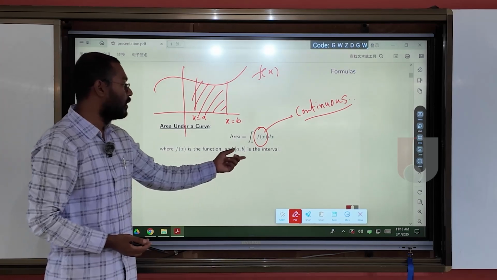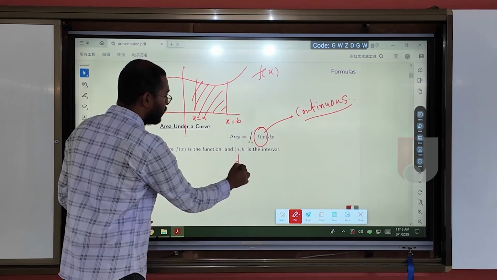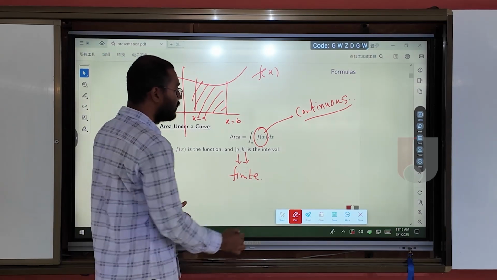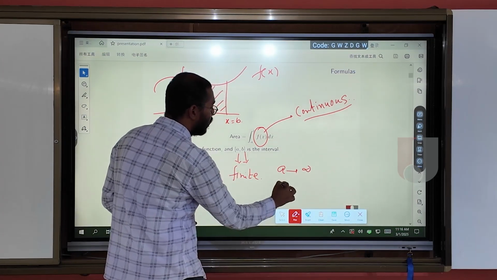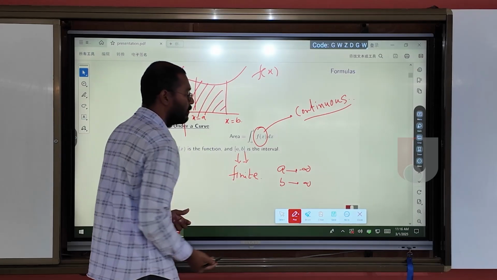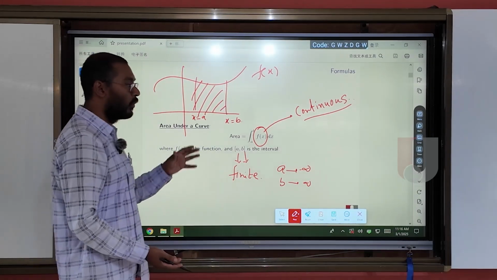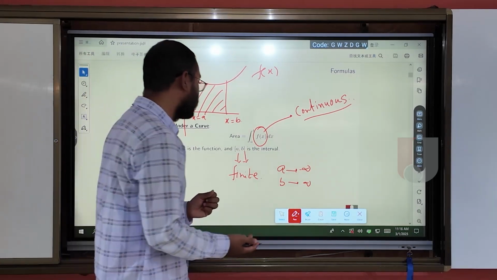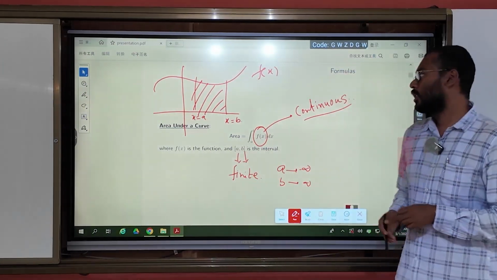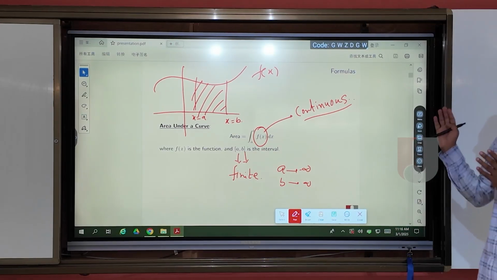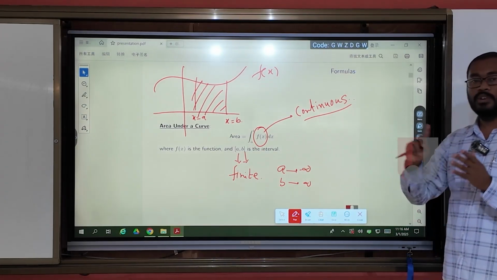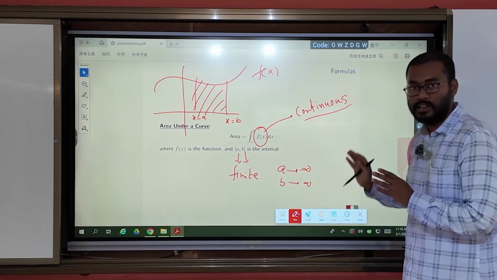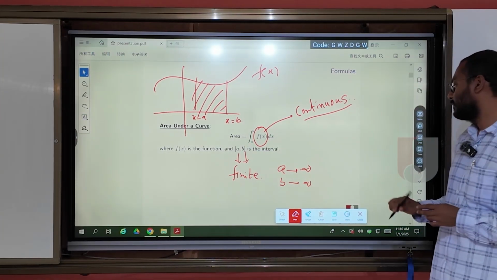And mind it, here a and b are both finite. We cannot assume that a tends to minus infinity or b tends to infinity. We have to assume that a and b must be finite quantities. Otherwise, we cannot compute. So for plus 2 standard students, it is very essential that this function should be continuous, as well as a and b must be finite. Then only we can compute.